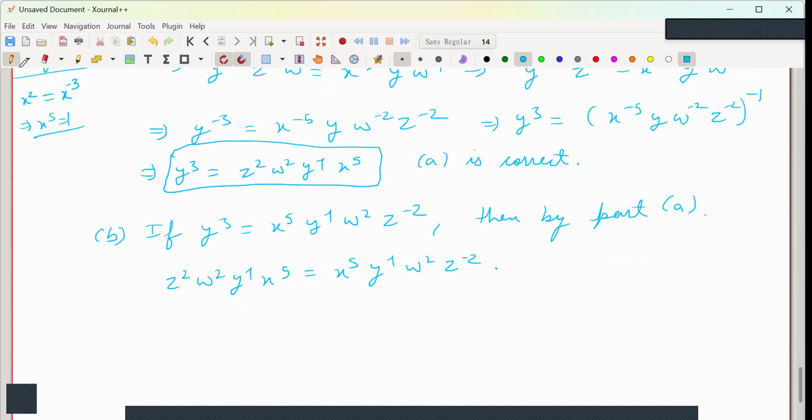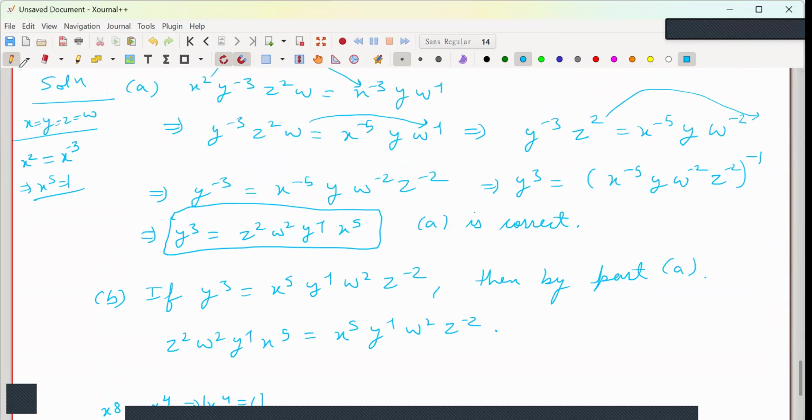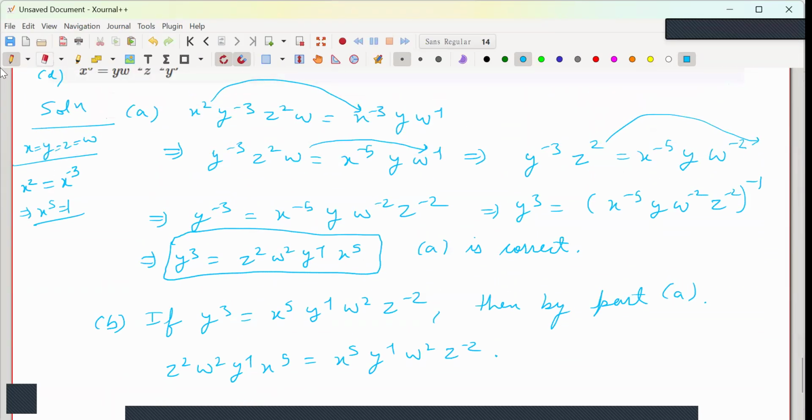So this will say that x5 equal to 1. And here if we do the same thing, with everything equal to x, then it will be x4, x9, x8 is equal to, this will cancel out, this will be x4, right? And that will give you x4 equal to 1. So here is a counter example.